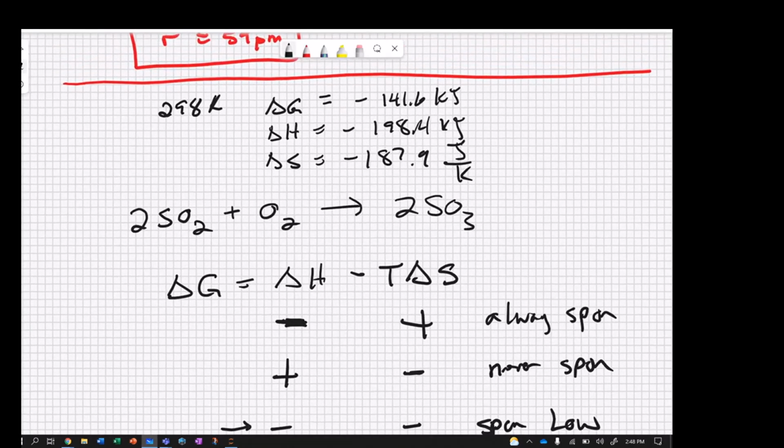So the current value of delta G they give us in the problem tells me that it will be spontaneous at this temperature. The fact that delta H and delta S are both negative tells me that it's only spontaneous at low temperatures. And so as we increase the temperature, it becomes less useful to me, right?